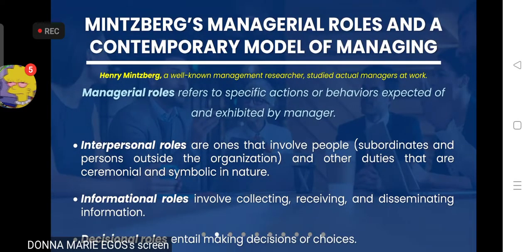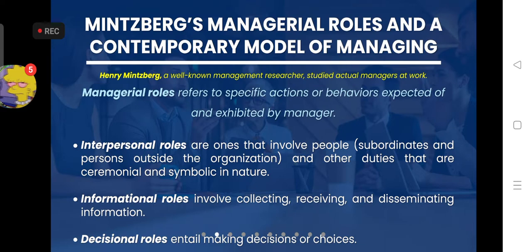Interpersonal roles are ones that involve people, subordinates, and persons outside the organization, and other duties that are ceremonial and symbolic in nature. This ceremonial and symbolic nature includes welcoming official visitors or signing legal documents. So interpersonal roles include a figurehead, a leader, and a liaison.